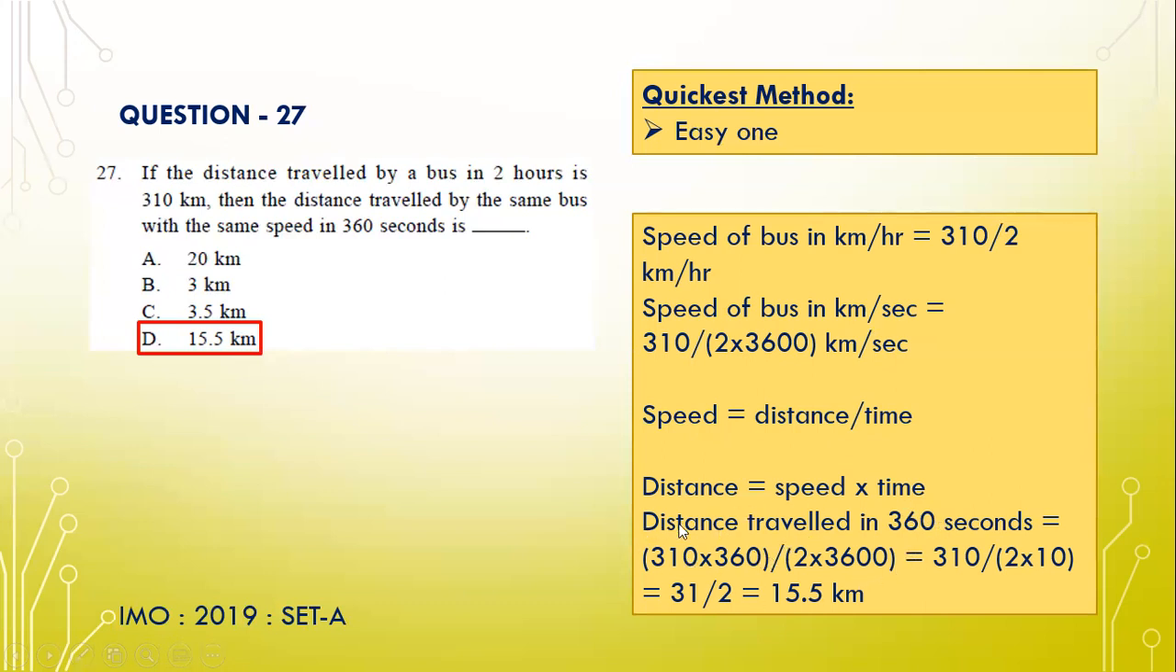So what is the value of this? The 360 will cancel with 3600 by 10. So 310 upon 20. 310 upon 20 will be 31 upon 2. 31 upon 2 is 15.5 kilometers.